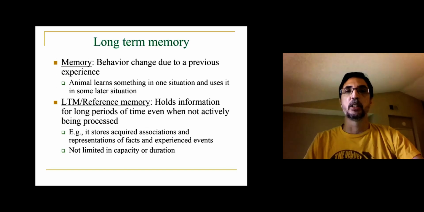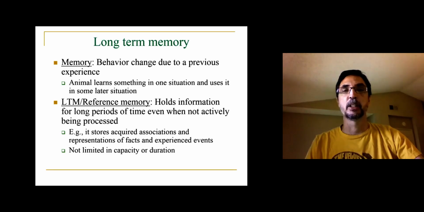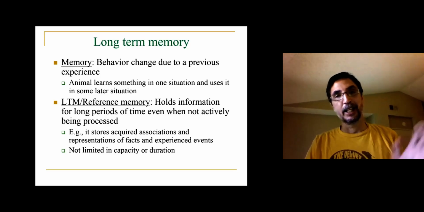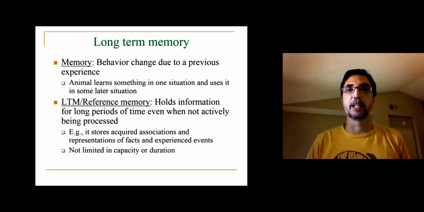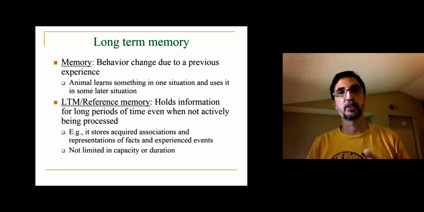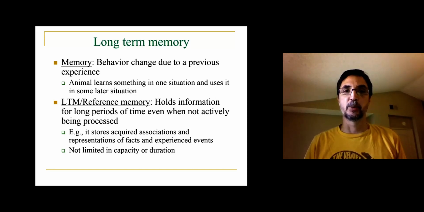So memory, as you know, refers to some kind of behavior change that happens as a result of some previous experience. So an animal has a certain experience in a certain situation, and this alters the animal's behavior to similar circumstances in the future. So the animal might learn something in one situation and then apply it in a relevantly similar future situation.